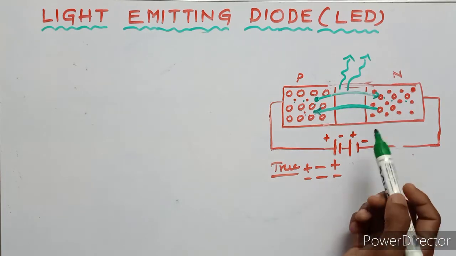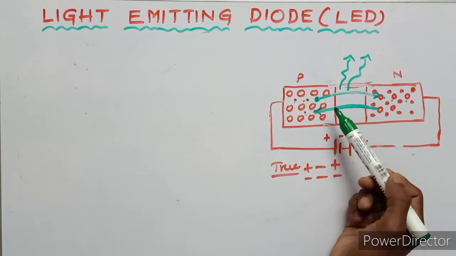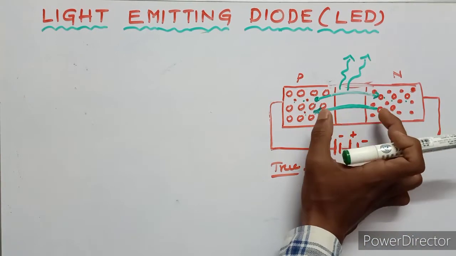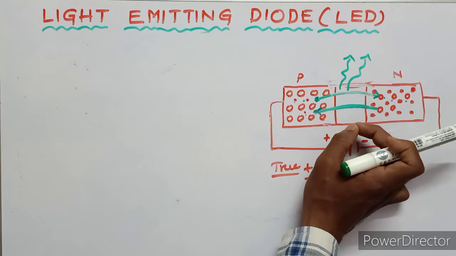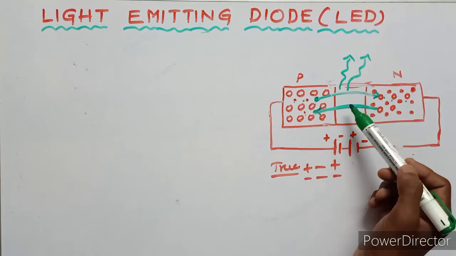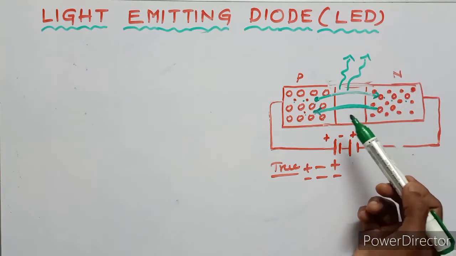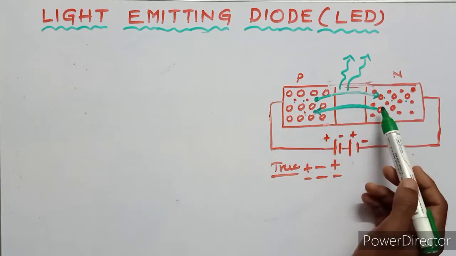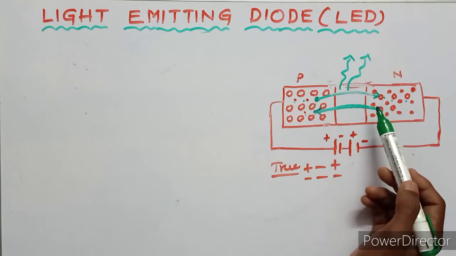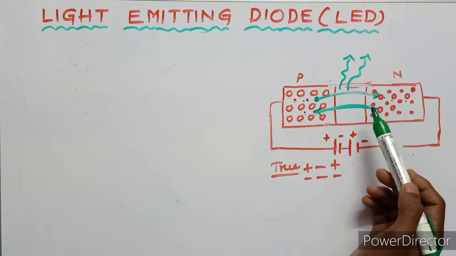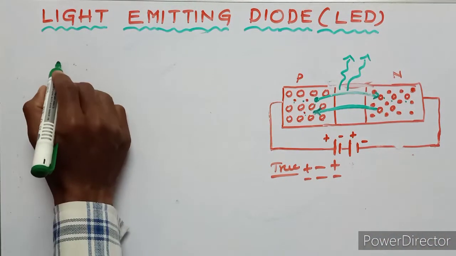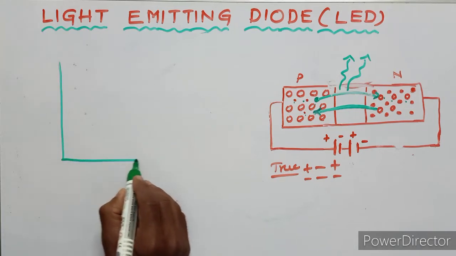Okay, that means the electrons from the n side and holes from the p side move towards the depletion region, and they recombine. During this process, energy is released because electrons make a transition from the conduction band to the valence band. Okay, so that is the energy gap.